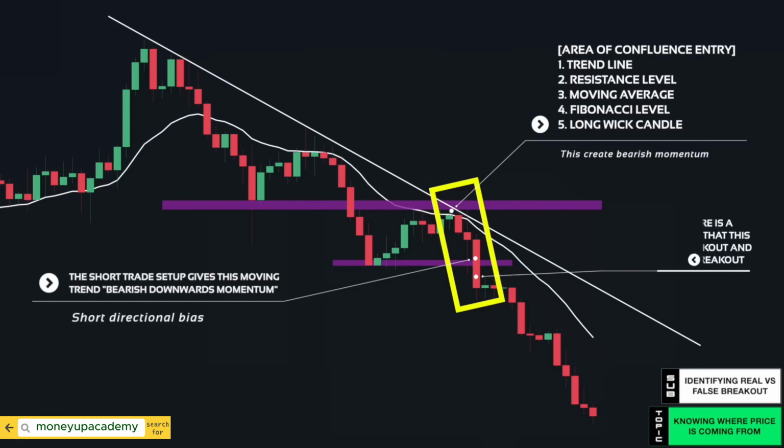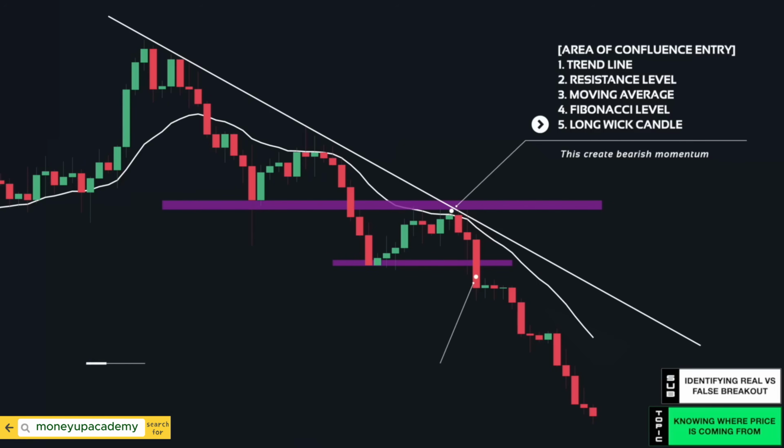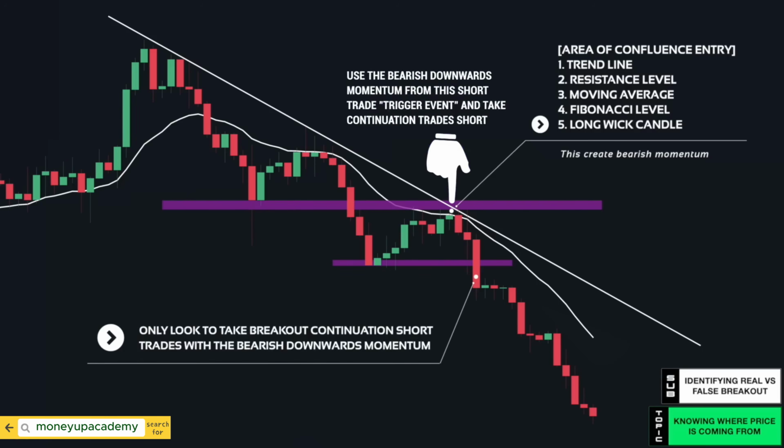What this means is this type of breakout has a higher chance of being a true breakout and not a false breakout. In cases like this, it's better to avoid taking any kind of reversal trade because they can end up being fake out reversals where you get a slight pullback or a slight bounce, but then they will continue onwards. The best thing to do in this case would be to take a breakout continuation trade using the methods we have previously showed you in this video, as you have bearish momentum from the recent short trade setup, also known as the trigger event.